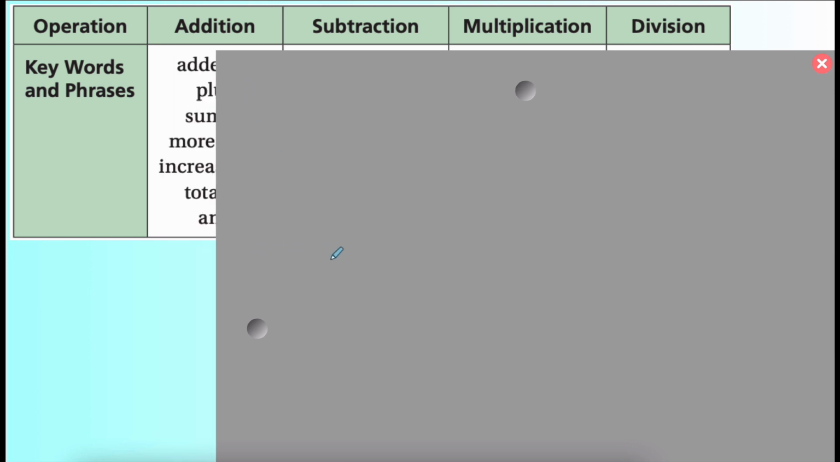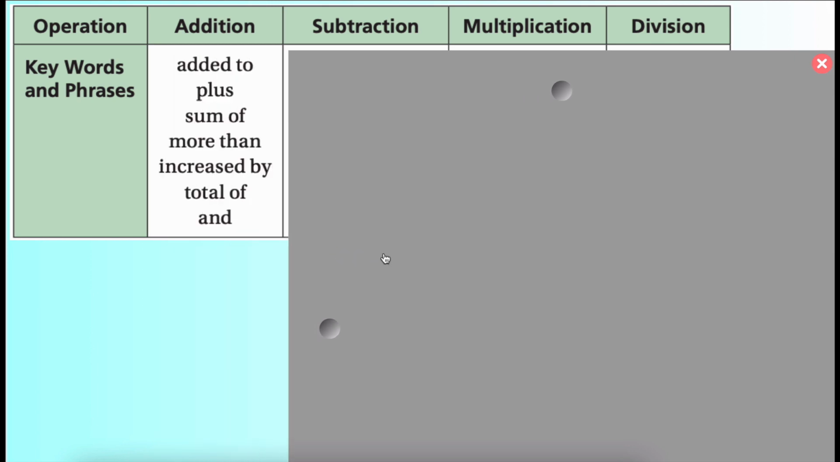So the first operation is addition, and some words and phrases that come to mind when I'm thinking about addition, things that I might see in a word problem: added to, plus, the sum of, more than, increased by, the total of, and the word and, like 6 and 7 together is 13. Those are words that represent addition in math.